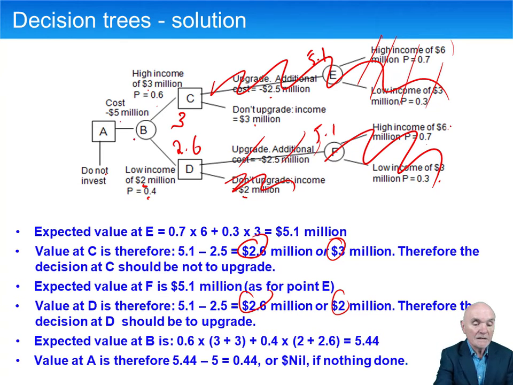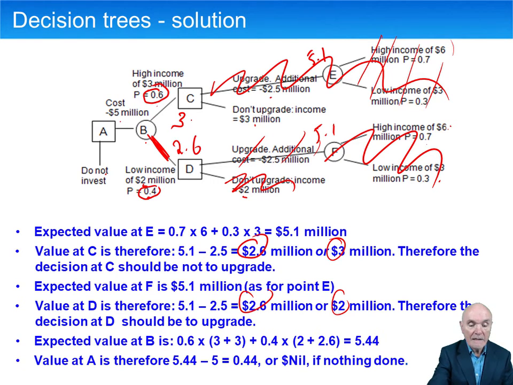Nearly home and dry. The final stage is to get ourselves back to B. B is a chance point, and what you must remember is that this chance here of 0.6 governs everything coming down that route. So it's a 0.6 chance that we get 3 million in year 1 and then another 3 million in year 2. Similarly, the 0.4 chance here governs everything down this line, so it governs the chance of getting 2 million here, plus 2.6 million there.